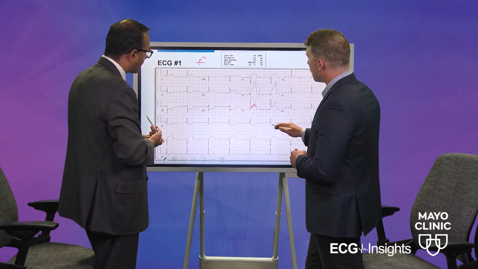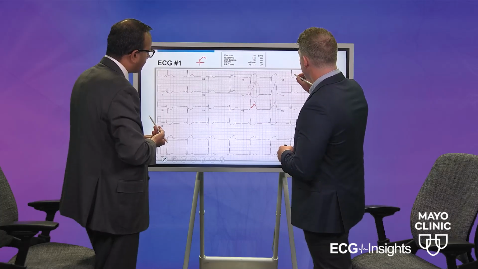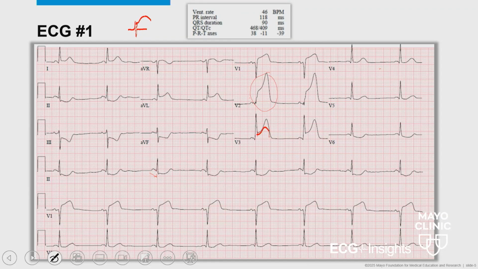Yeah, and so with early repol, you might see that J point elevation, then I'll let you see that J point elevated right here, and then it swoops down right into that ST segment, and that's kind of a good indicator right there. I oftentimes see that notching in that J point in V4, V3, where it's most prominent. Absolutely, yeah. Good, perfect.